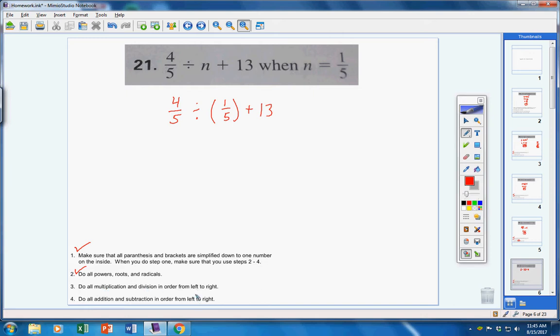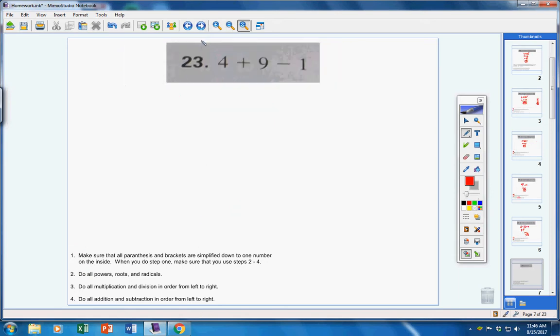So here we go. I see division right here. Do you remember how to do this, guys? Remember, when you're dividing fractions, you change the division to a multiplication, and you flip the fraction over here. And then we can cancel. 5 goes into 5 once, 5 goes into 5 once. 4 times 1 is 4. 1 times 1 is 1, and of course 4 over 1 is just 4. So 4/5 divided by 1/5 is 4, and then bring down your 13. 4 plus 13 is 17.